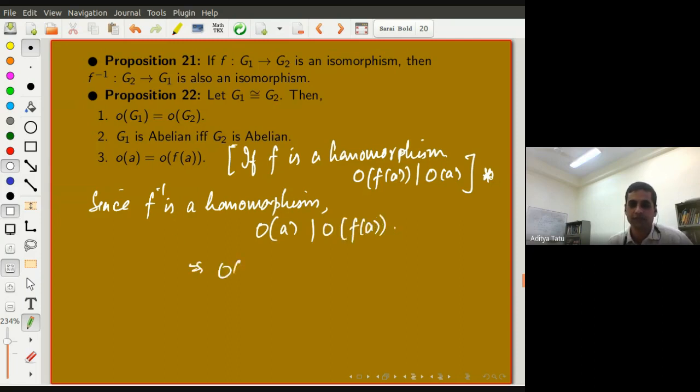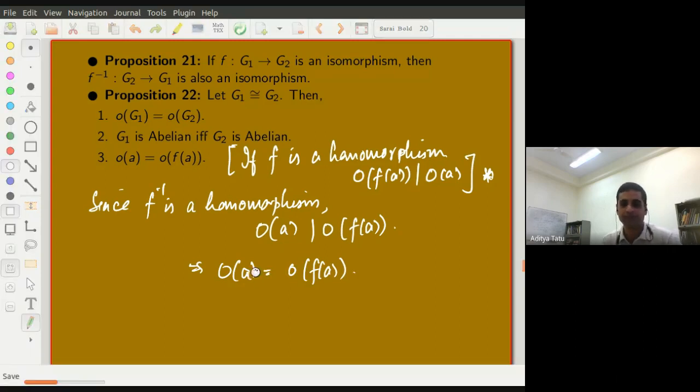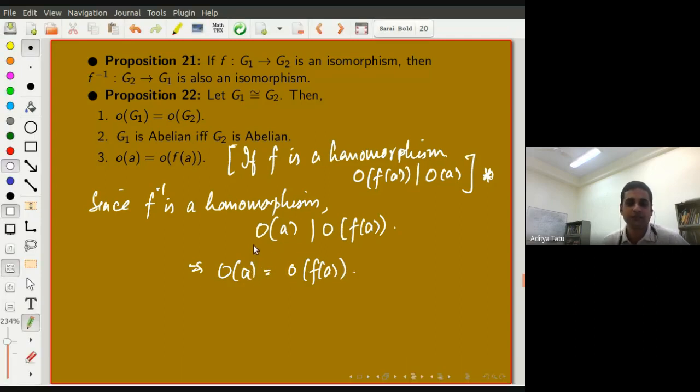That implies order of A same as order of A. Once again, I'm not saying all your proofs are incorrect, but I think at least in this case, I like the use of proposition 21. That's all. Okay. There is more to it.